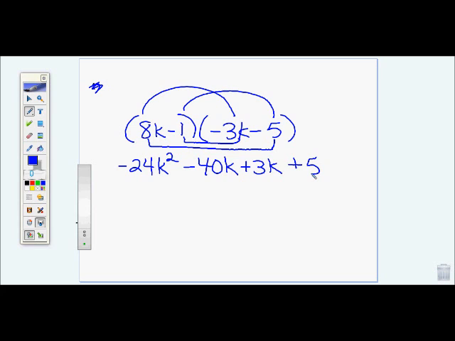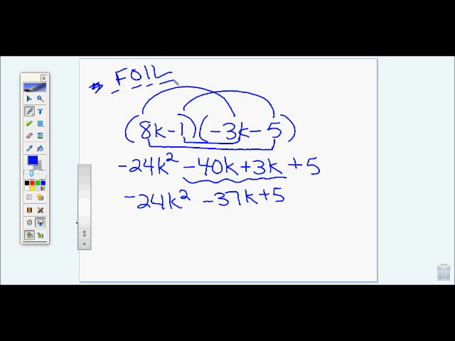5. You'll notice those outside and inside terms are like terms. I can go ahead and combine them to simplify. Negative 40k plus 3k would get me negative 37k. One more of those. That's again FOIL. First, outside, inside, last. That's the way you want to move with these.